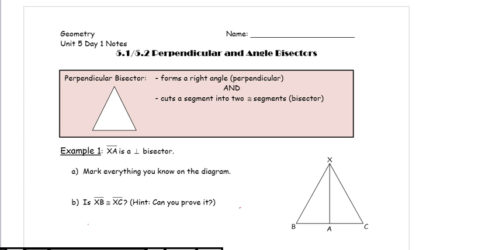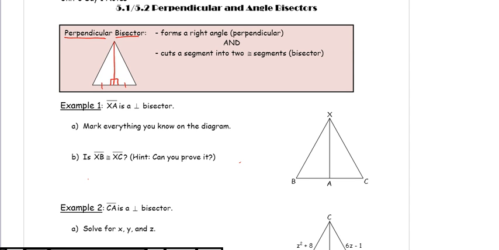So starting off with perpendicular and angle bisectors. So we have perpendicular bisectors and we have angle bisectors. Think about what the word bisector means. Okay, we've talked about that before. It means it cuts things in half. So if we have something like a perpendicular bisector, it's going to form a right angle. That's the perpendicular part. And it's going to cut a segment in half. So it does two things. This is a perpendicular bisector.